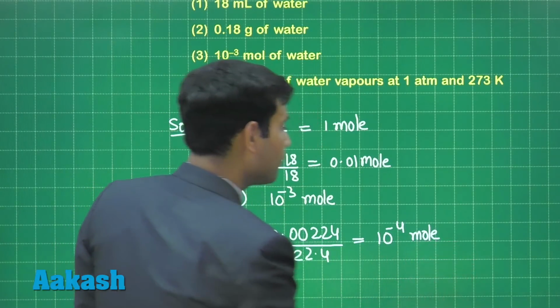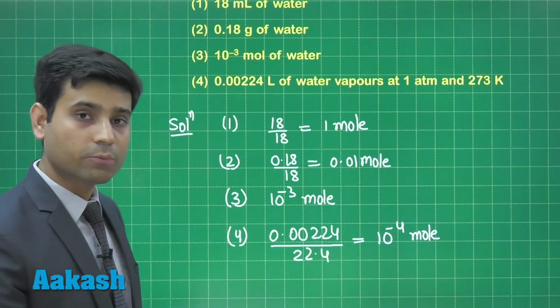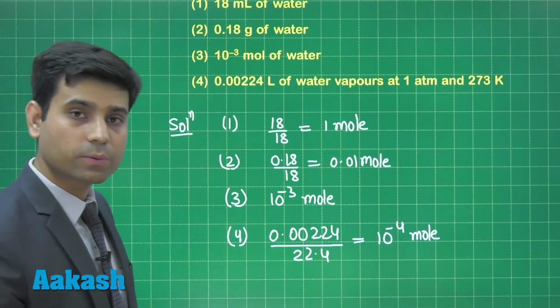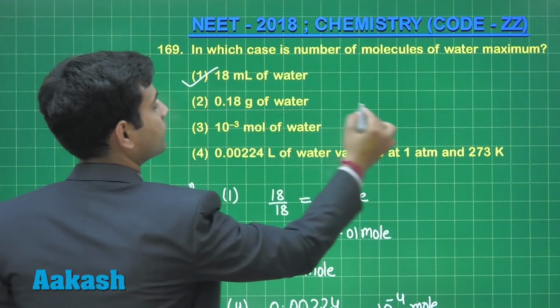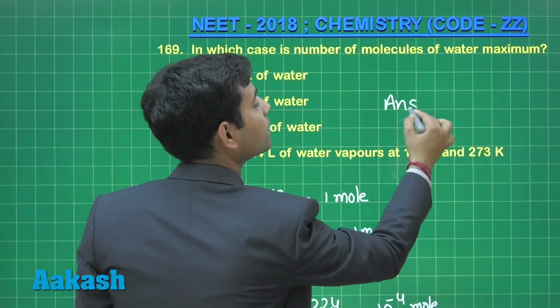So the maximum number of moles is in case of option 1. Therefore, the correct answer for this question will be option 1. Answer is option 1.